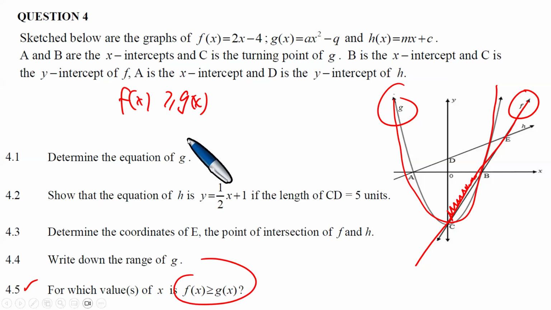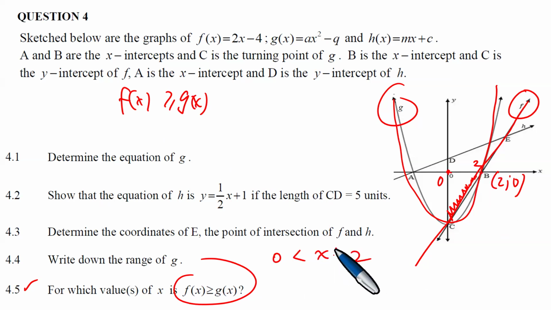I'm trying to finish this paper now because we're 11 minutes beyond time. We know the coordinates of B are 2 and 0. We need to start from here where x is 0 to 2. So f is above g from 0 to x equals 2. Which means x lies between 0 and 2. So the answer to 4.5 is x lies between 0 and 2.